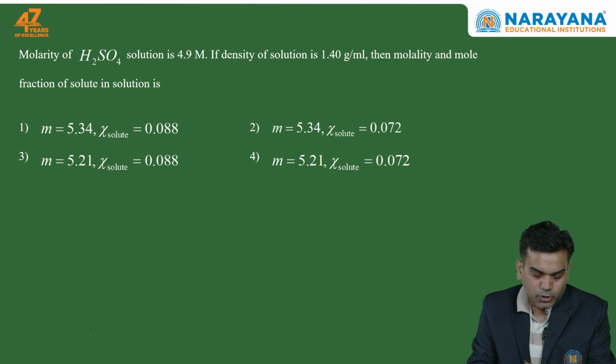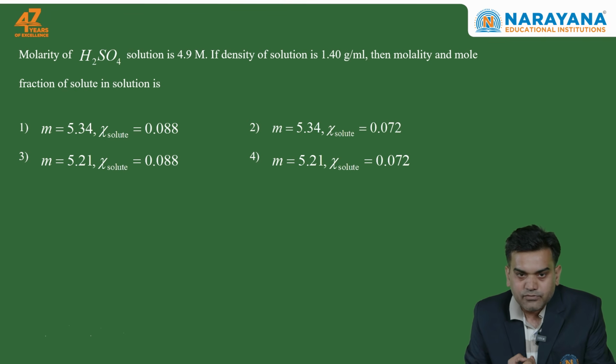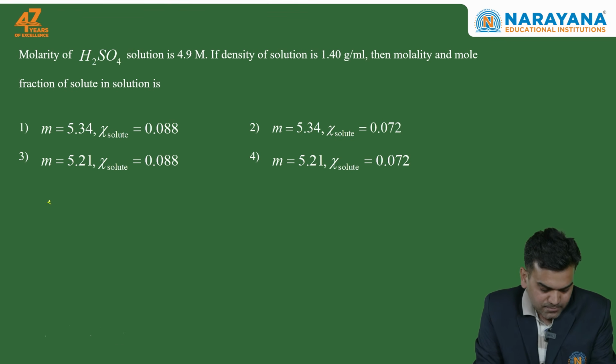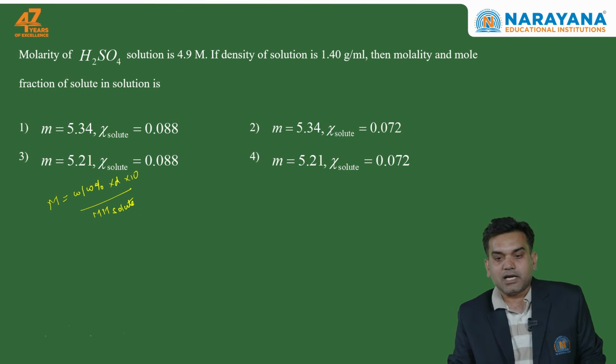What can I do? They have given the molarity and they have given the density of the solution. So one simple thing that we can find out is the weight by weight percentage. So directly I can start. We can say molarity is equal to weight by weight percentage into density into 10 divided by the molar mass of solute. This is a direct formula that we can use for equating molarity with the weight by weight percentage.